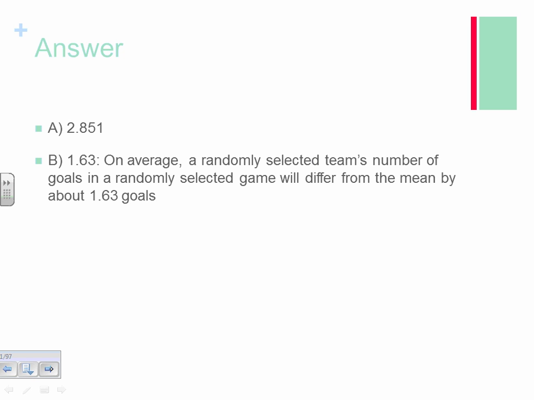So I got an expected value of 2.851, and I've got the standard deviation of 1.63. So this tells me that about 68% of the time, the goals are going to fall within 1.221 to 4.481.